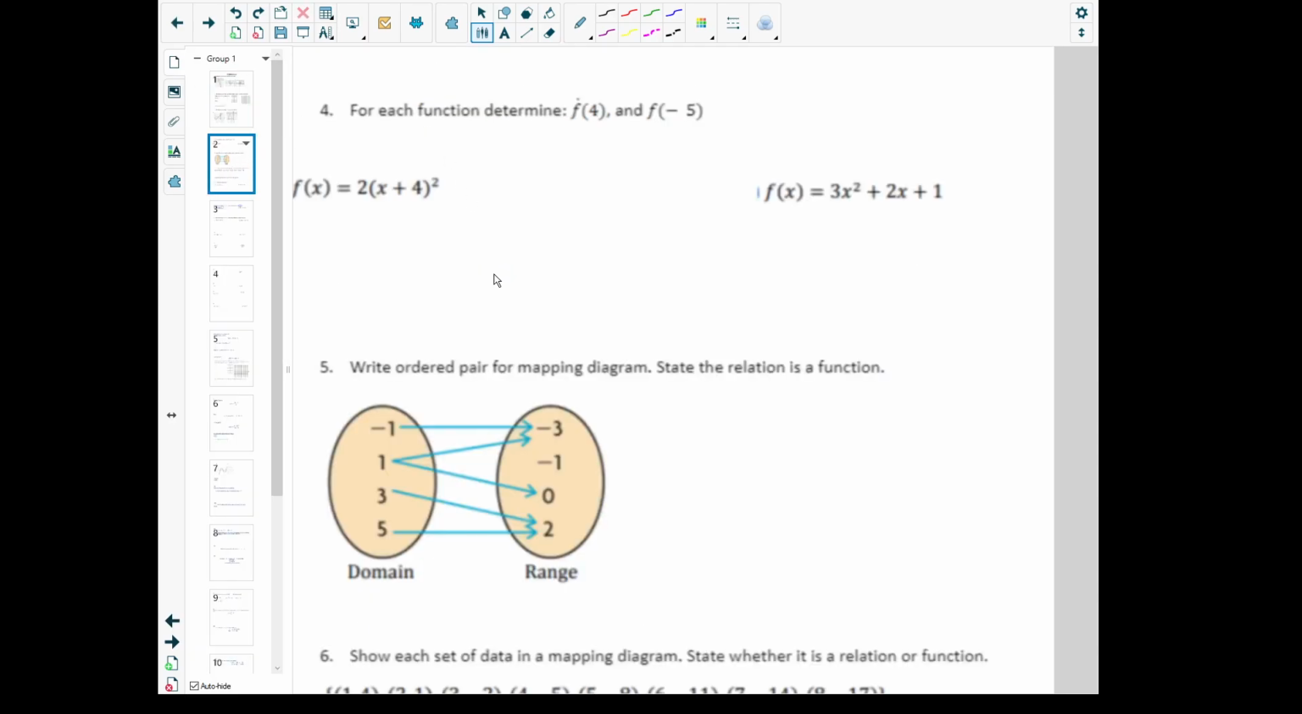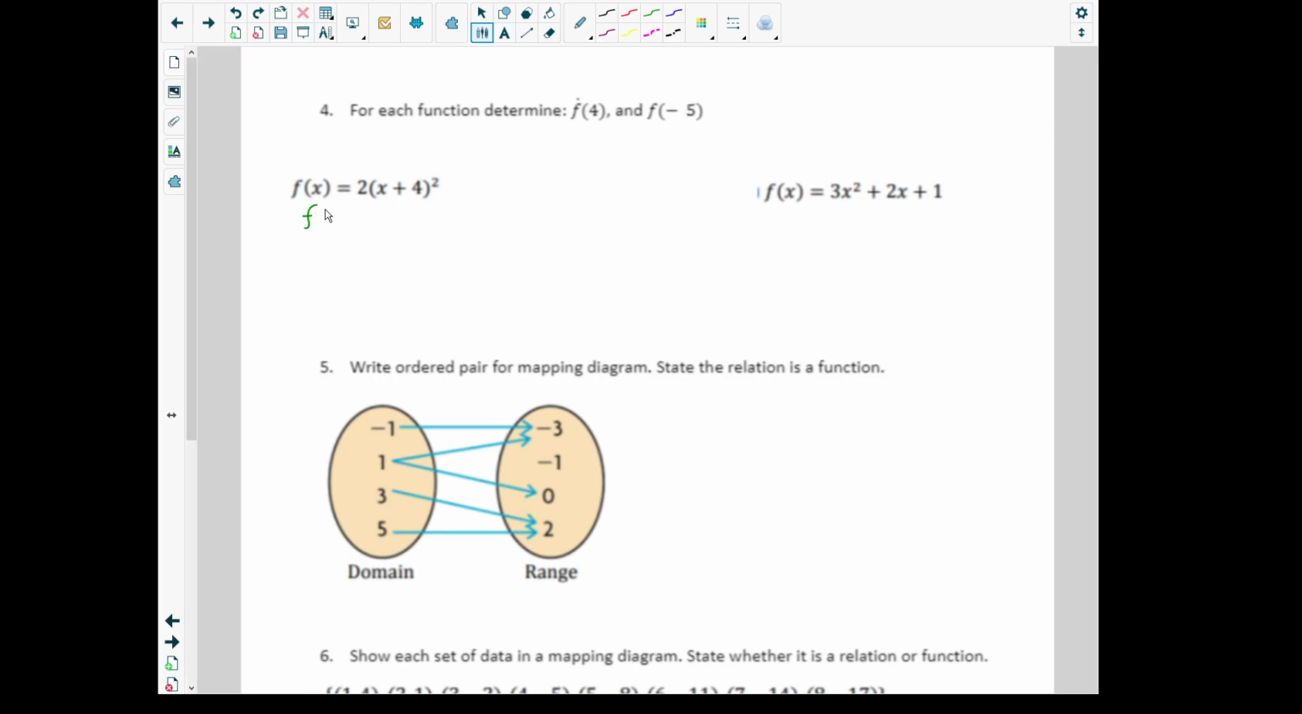Okay, let's go to slide 2. My slide order may not be the same as yours. I imported this, so it may or may not work. But you'll see the problems as you go. F of 4. So F of 4 just means replace x with 4 everywhere. And when I replace a variable, I always use a bracket or parentheses. Here I'm going to use a bracket because there already is a parentheses, right?